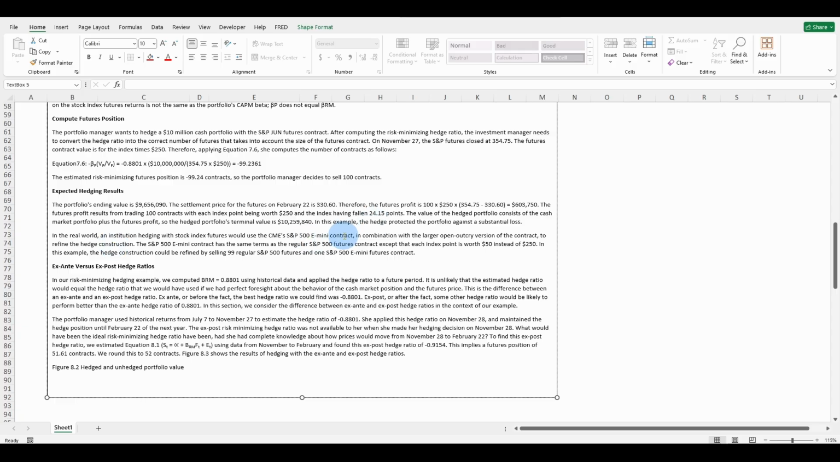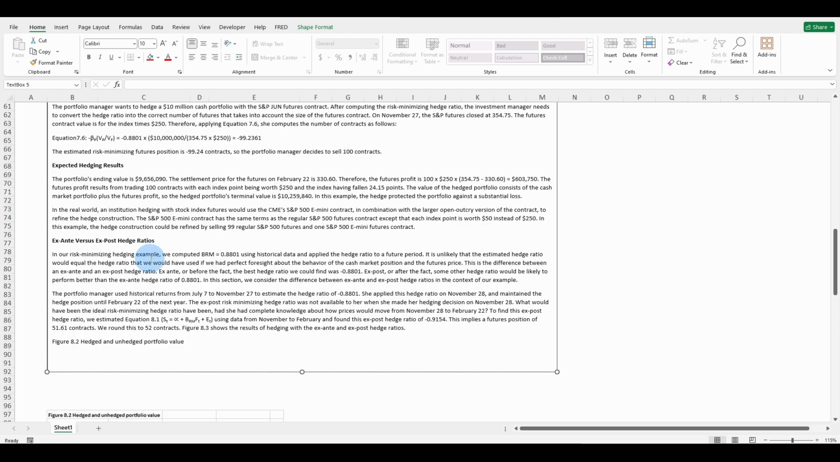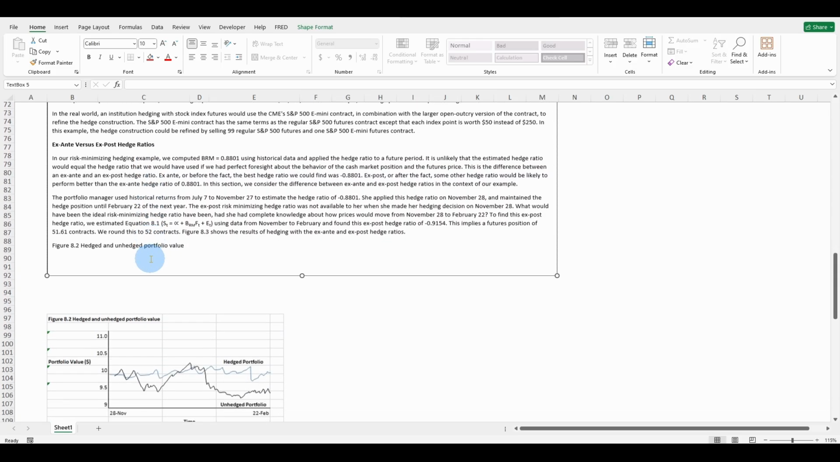To refine the hedge construction, why would you use the mini? Because it's a $50 contract as opposed to $250. The S&P E-mini has the same terms as the regular S&P, except that each index point is worth 50 instead of 250. In this example, the hedge construction could be refined by selling 99 regular S&P 500 futures and one S&P 500 E-mini futures contract.